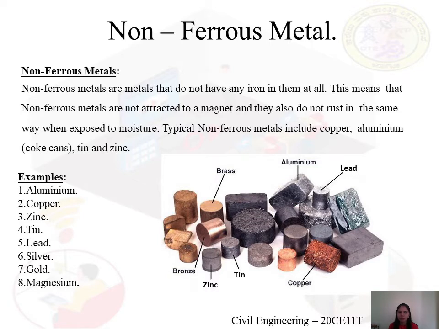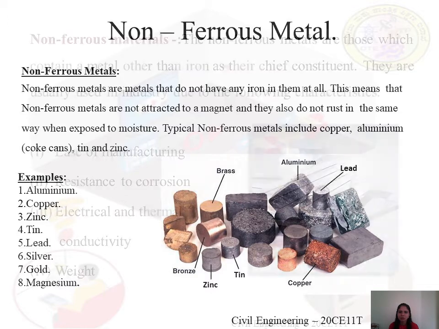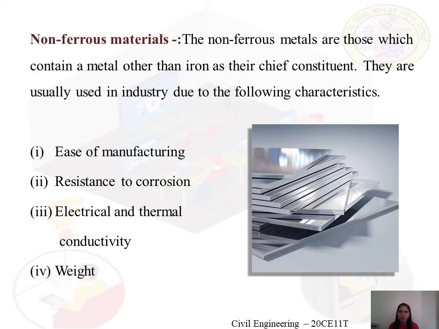They are usually used to overcome the drawbacks which are present in ferrous metals. The advantages of non-ferrous metals are that they are easy to manufacture and have good resistance to corrosion. They are good conductors of heat and electricity, and they have less density when compared to ferrous metals. These are some of the advantages. Next, we'll move on one by one.